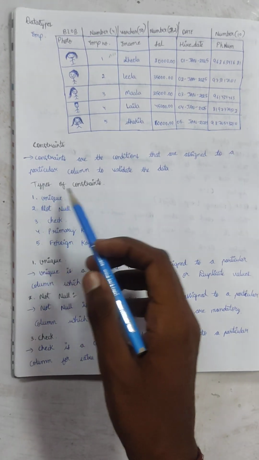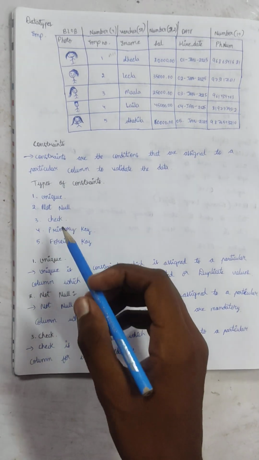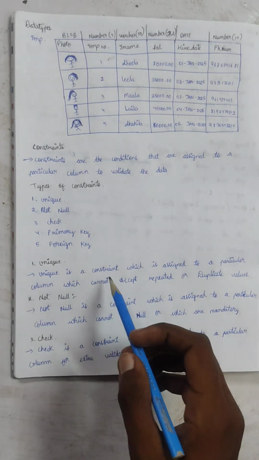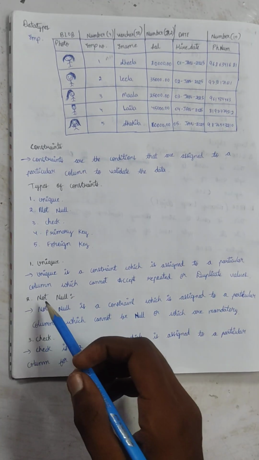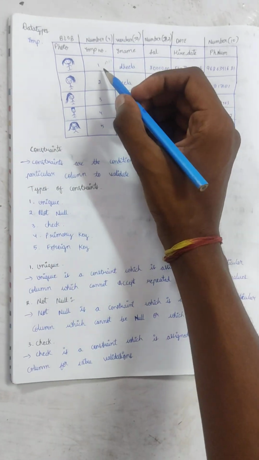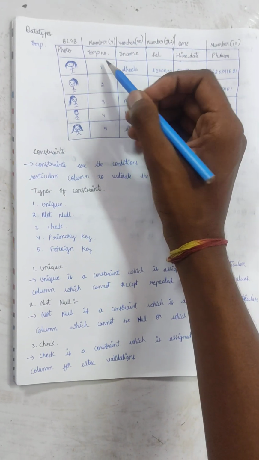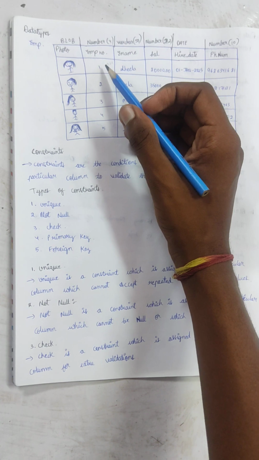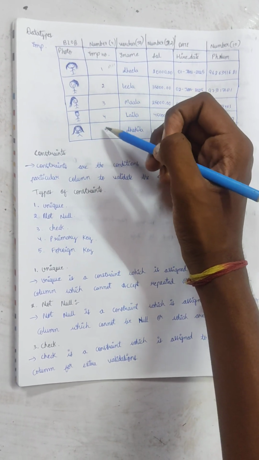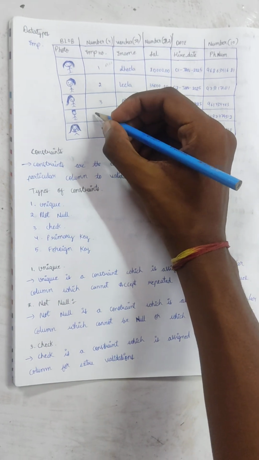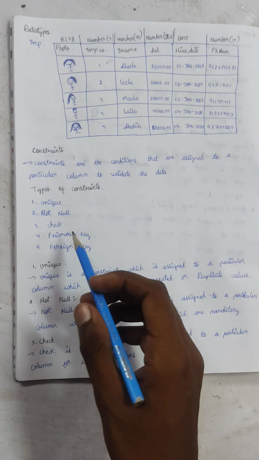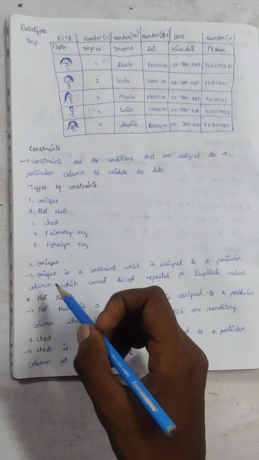There are 5 types of constraints: unique, not null, check, primary key, foreign key. Unique is a constraint assigned to a particular column which cannot accept repeated or duplicate values. For example, here I can have employee number, which is unique: 1 2 3 4 5. If I write 3 again, it is a duplicate value. It cannot accept that, so it has the constraint unique.